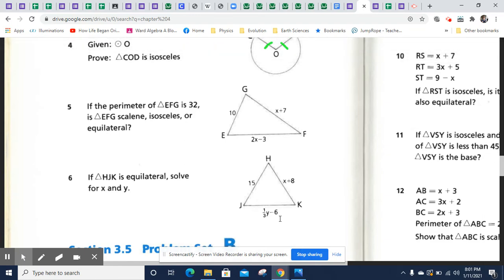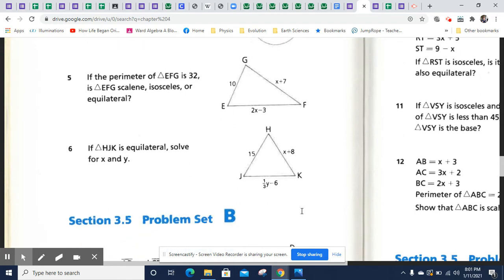And 1/3 y minus 6 is 15. Add 6 to both sides. You end up with 1/3 y equals 21. And so 1/3 of y is 21. So y would have to be 63. I believe I did that right.